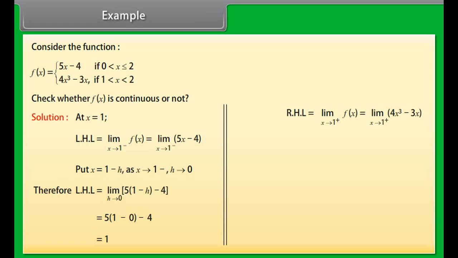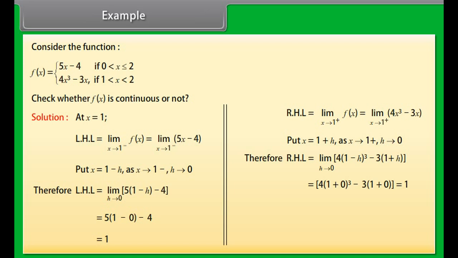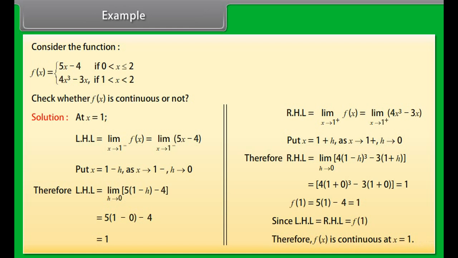Right-hand limit = limit x approaches 1 plus f(x) = limit x approaches 1 plus 4x^3 - 3x. Put x = 1 + h, as x approaches 1 plus, h approaches 0. Therefore, right-hand limit = limit h approaches 0 of 4(1 + h)^3 - 3(1 + h) = 4(1 + 0)^3 - 3(1 + 0) = 1. f(1) = 5(1) - 4 = 1. Since left-hand limit = right-hand limit = f(1), therefore, f(x) is continuous at x = 1.